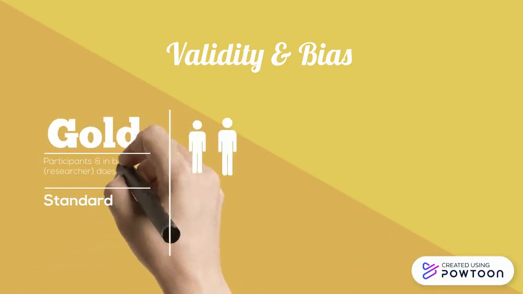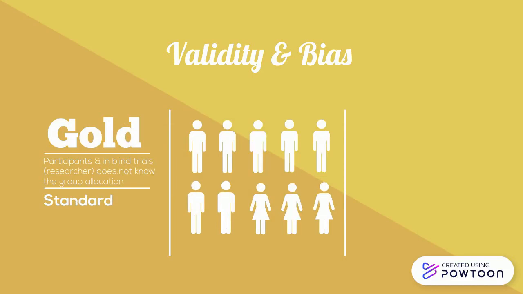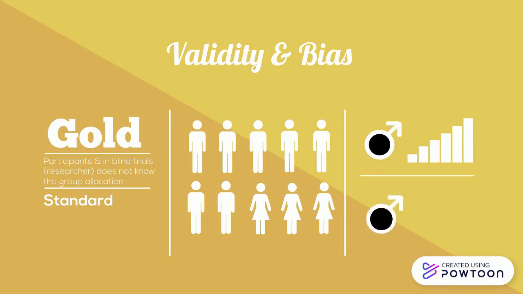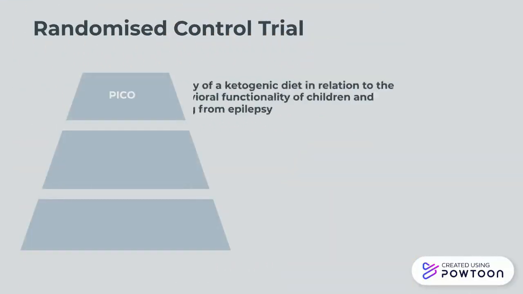Now, RCTs are used as the gold standard test when it comes to research due to their ability to uphold a high level of validity and a low level of bias. Since the participants do not know what group they're placed into, it reduces the likelihood of the results being skewed due to bias. And this is even more apparent in blind RCTs, where the researchers are unaware of the differences between the two groups. I will now explain a real-life example.